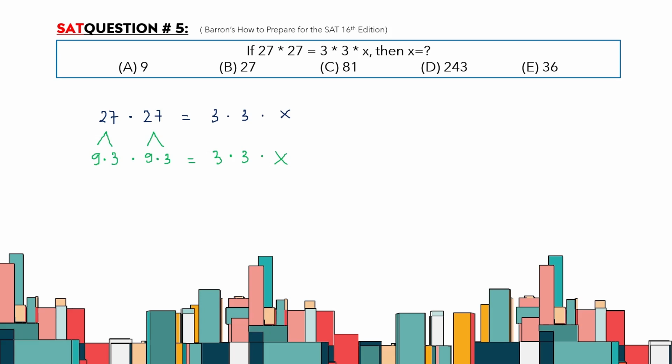And now we divide both sides by 3 times 3, because we want to isolate the x on the right hand side. So we can cancel out the 3 divided by 3 equal 1. 1 multiplied by any number is that number itself. So 3 divided by 3, we cancel that 3.